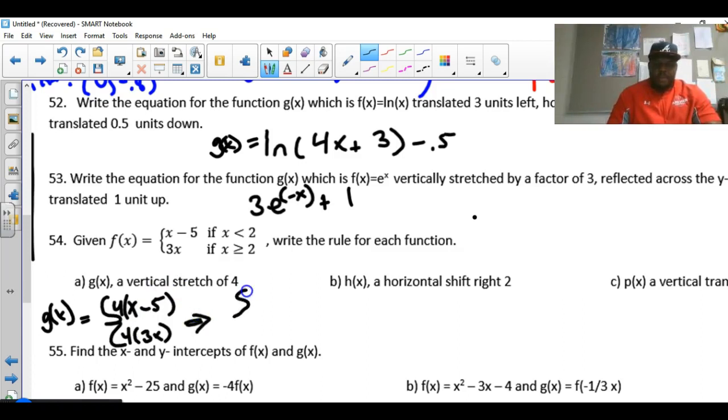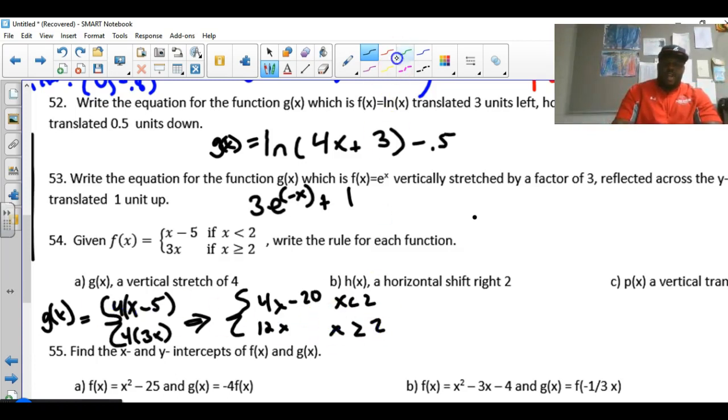You get 4x minus 20, because I distribute the 4, and here you get 12x. And then it's still the same conditions because notice this is outside, so the x isn't affected. So it's x less than 2, and x is greater than or equal to 2. So that is the piecewise function for A.